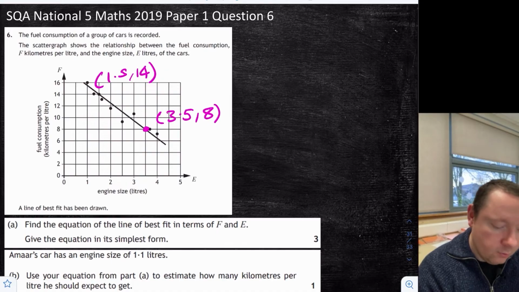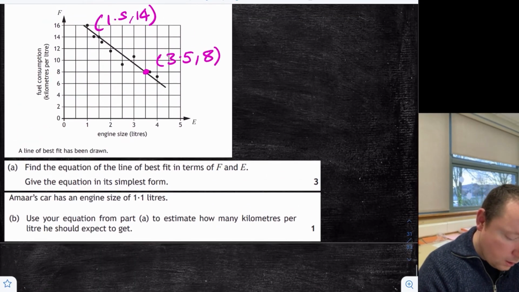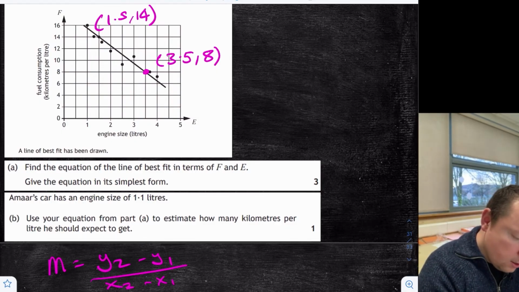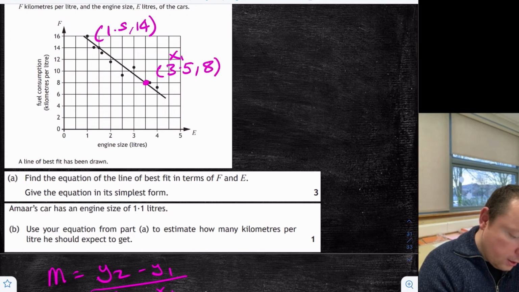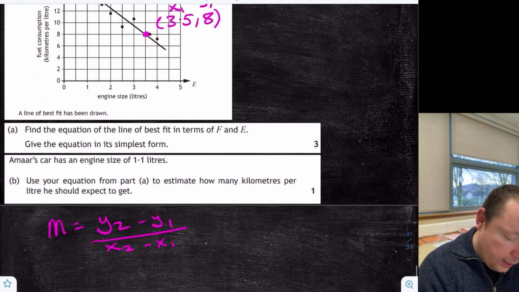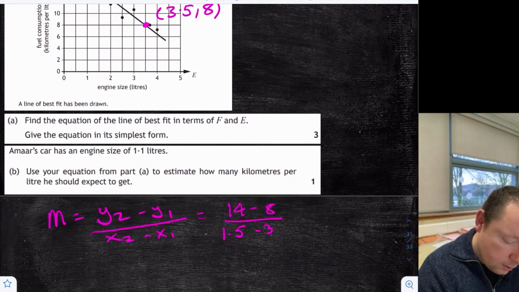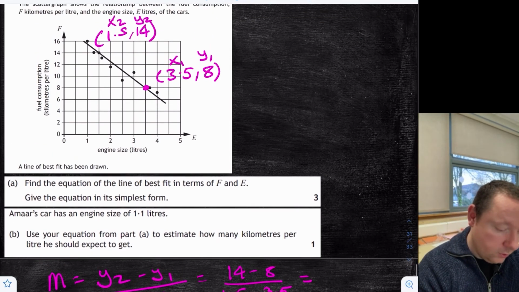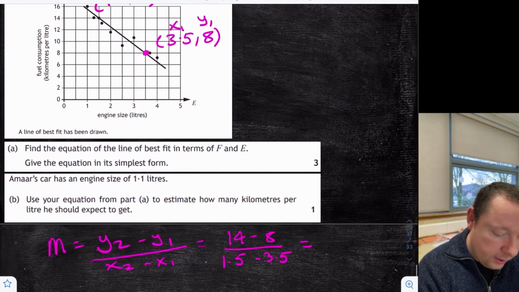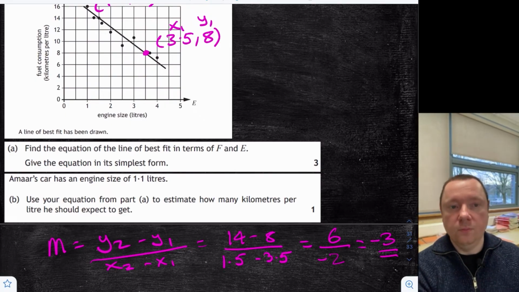Once you get your 2 points, you can work out your gradient. So remember, gradient is y2 minus y1 over x2 minus x1. So I'll call that x1 and y1, and this one x2 and y2. So we've got 14 take away 8 on top over 1.5 minus 3.5. Now I should be expecting a negative answer here because the slope is sloping down the way. So 14 take away 8 is 6, 1.5 minus 3.5 is minus 2, which gives me a gradient of negative 3. 6 divided by negative 2.